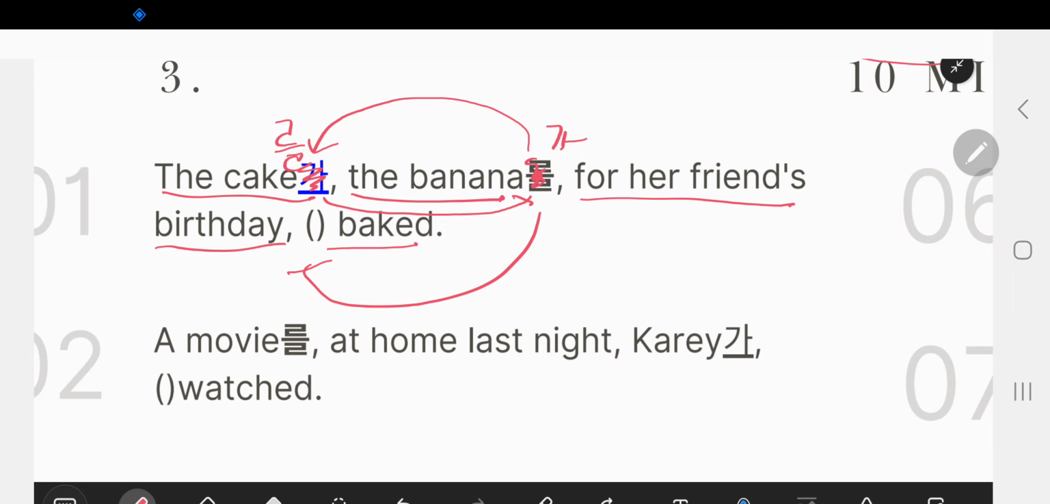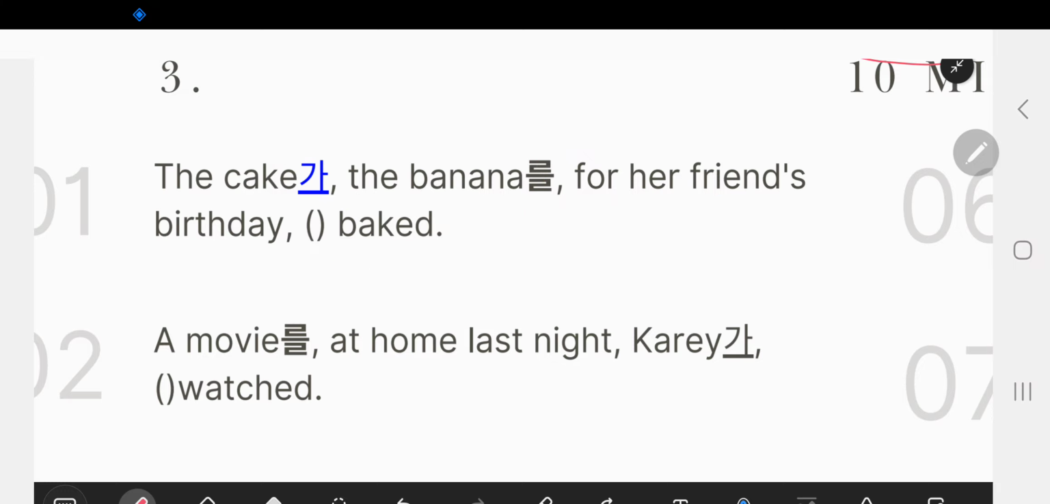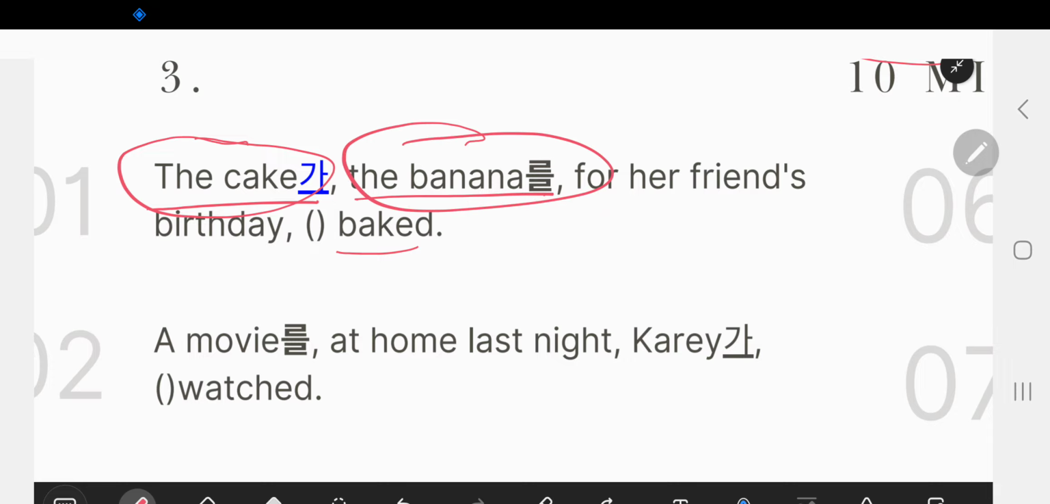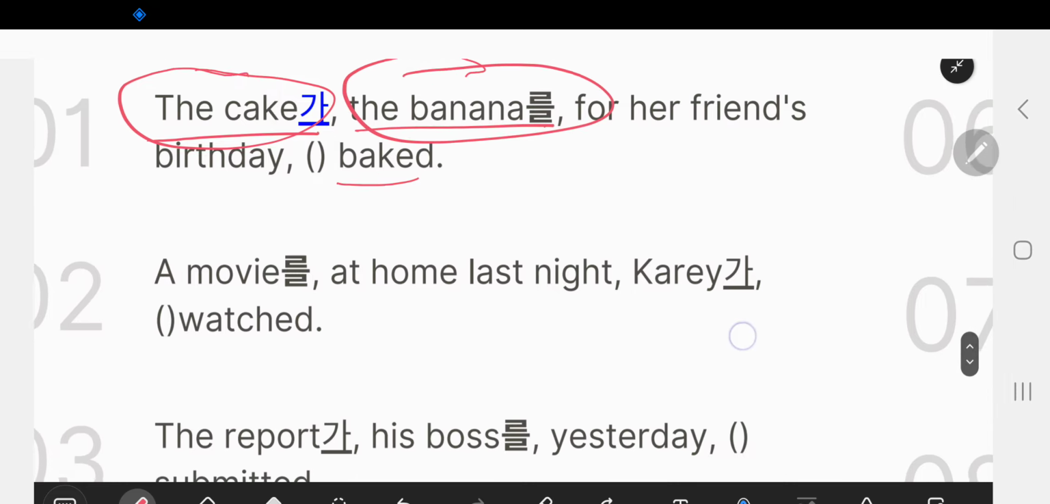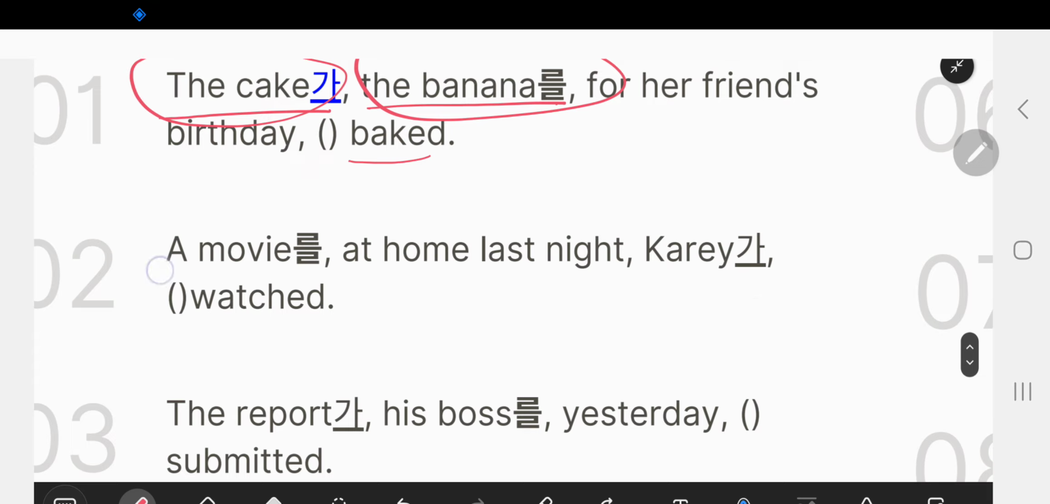So the translation would be, for the original one, the cake baked the banana for her friend's birthday. The subject will be the cake. Object will be the banana. And let's do the second one real quick. A movie를 at home last night.